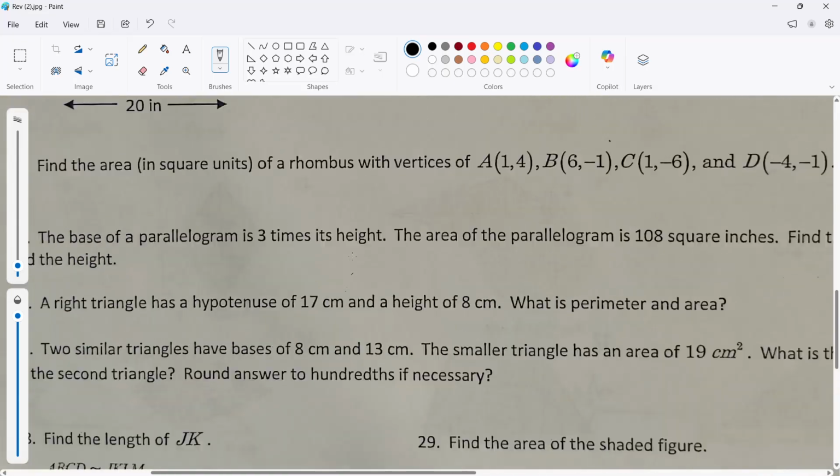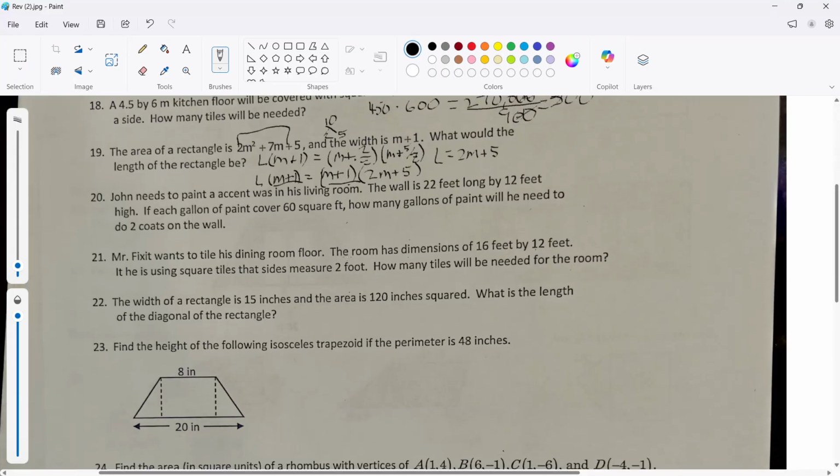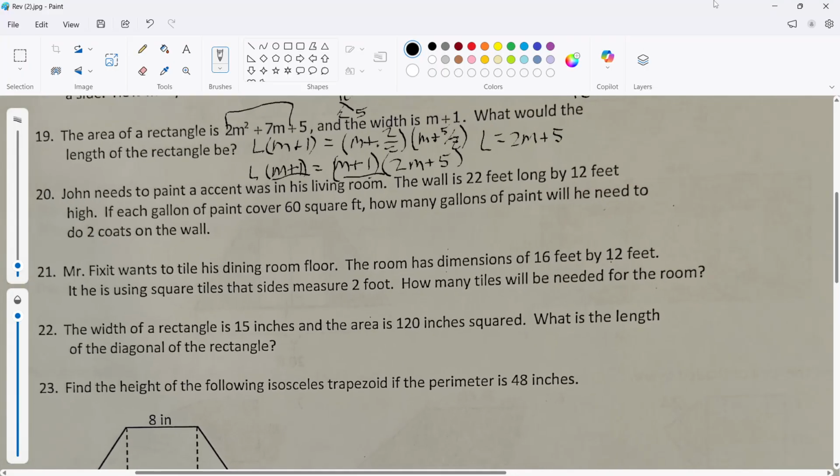Mr. Johnny, I have a cousin named John. John needs to paint, well, he's actually my cousin's husband, but great guy. I love Mr. John.